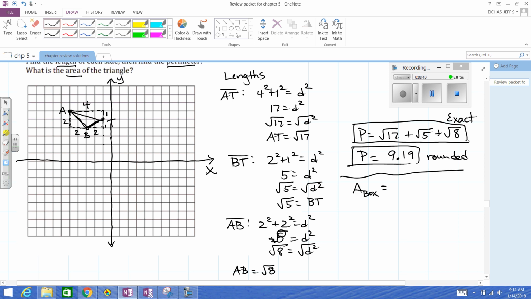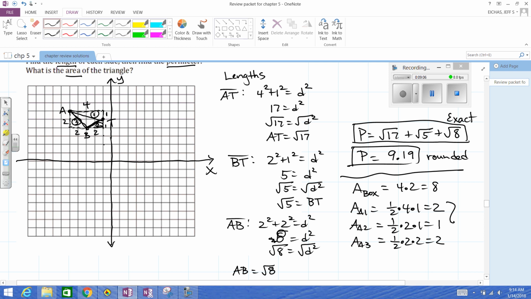The box around that figure is 4 by 2. Let's call this triangle 1, triangle 2, triangle 3. All right, the area of triangle 1 is 1/2 times 4 times 1. Area of triangle 2, 1/2 times 2 times 1. Area of triangle 3, 1/2 times 2 times 2. Add those together, it's 5. Area of the triangle BAT is 8 minus 5, which is 3. All right, so that's it for that one.